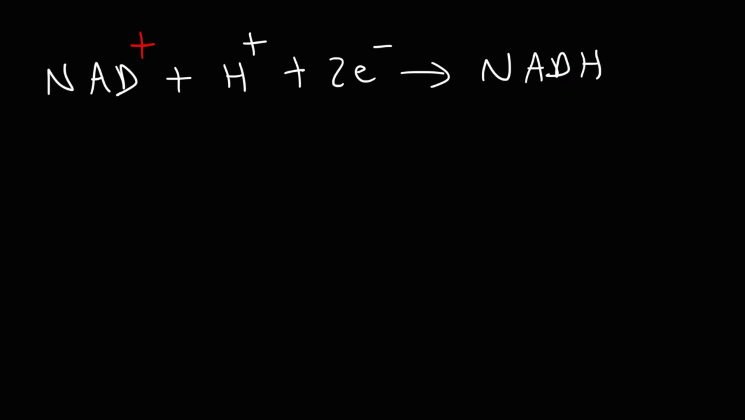Number 9, which of the following does not occur during pyruvate oxidation? So let's write down what we know. So here we have pyruvate, and during oxidation, it converts into acetyl-coenzyme A.